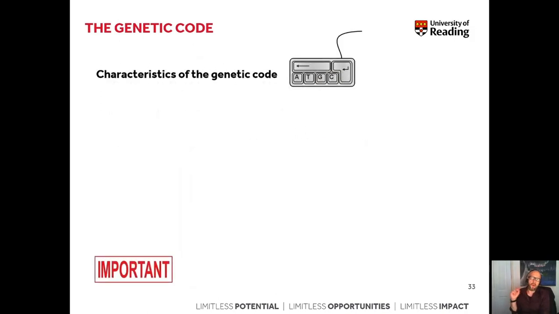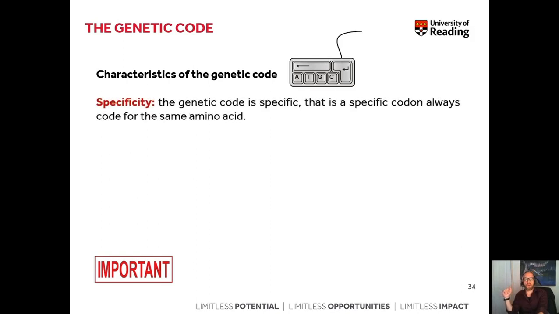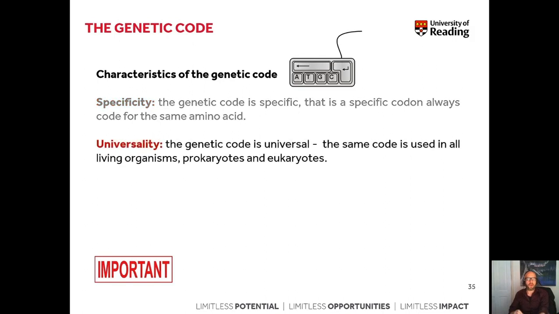So what are the most prominent characteristics of the genetic code? First of all, the genetic code is very specific. That means that a specific codon always codes for the same amino acid. In addition, the genetic code is universal. The same code is used in all living organisms, in prokaryotes, eukaryotes, and even in viruses.